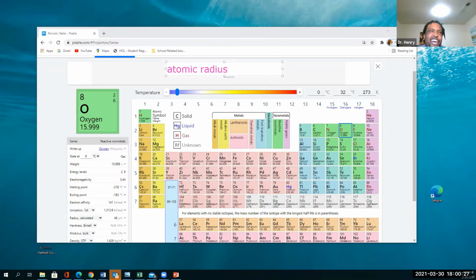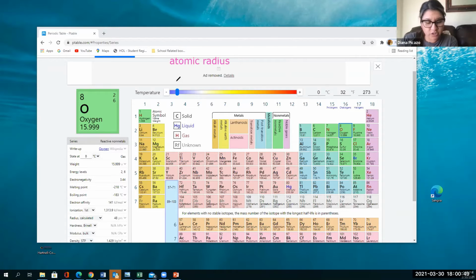Or if we think about it, the size of the atom, right? So the atomic radius. Now if we know the trends of the periodic table, what you guys are doing, I know you guys know it. Is it going to increase from left to right or from right to left? In other words, is the atom going to get bigger from the left to the right or from the right to the left?